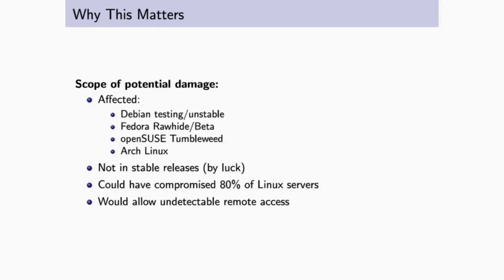The affected versions were pulled into major Linux distributions' testing and rolling release branches: Debian Unstable, Fedora Rawhide, OpenSUSE Tumbleweed, and Arch Linux. But critically, they didn't make it into stable, production releases. Had this gone undetected for another few weeks, it would have affected approximately 80% of Internet servers, providing undetectable remote access. This could have been the most widespread backdoor in history.